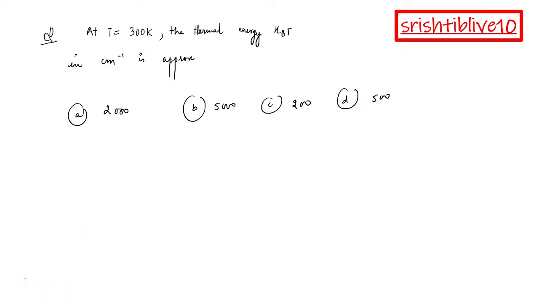Now we have discussed basically 5-6 questions on statistical. We have already discussed 10 questions in one special class, so you can watch that special class also. And we are going to discuss now 2-3 questions more, which will definitely help you to build your concepts in statistical. All right, so let's go with the next question. The question is, at temperature 300 Kelvin, the thermal energy kBT in centimeter inverse is approx.